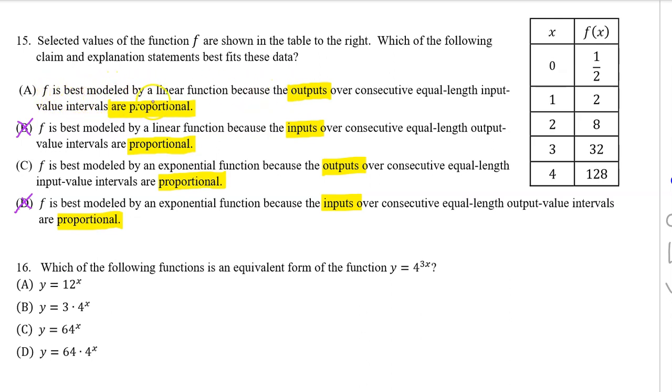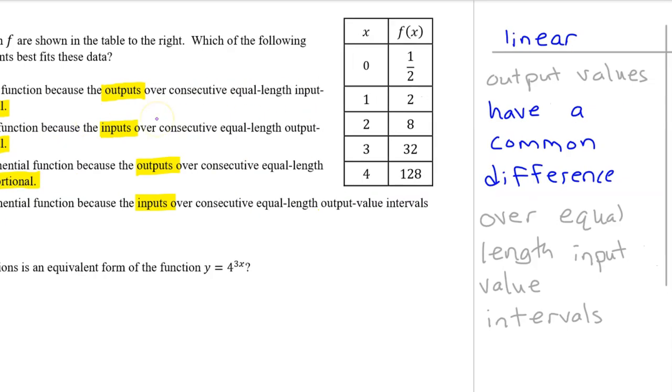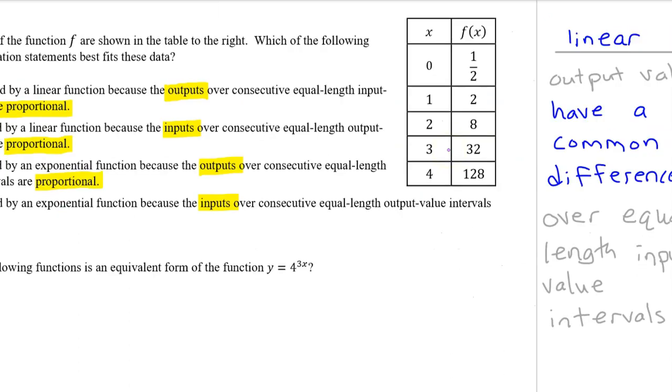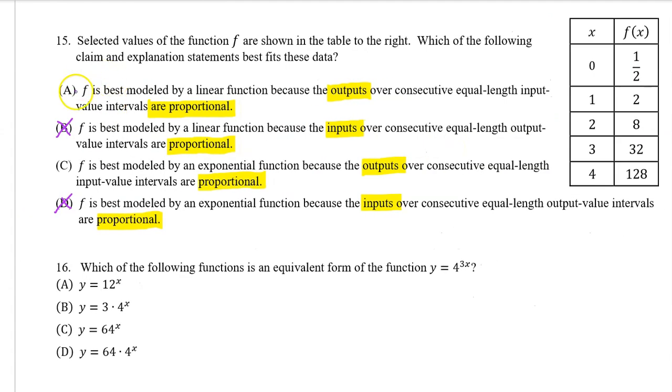F is best modeled by a linear function because the output values are proportional? No. If the linear model is going to be most appropriate, we're looking for a common difference, not output values proportional. So A is not going to be the answer. By the process of elimination, the answer would have to be C, even before we look at the data.